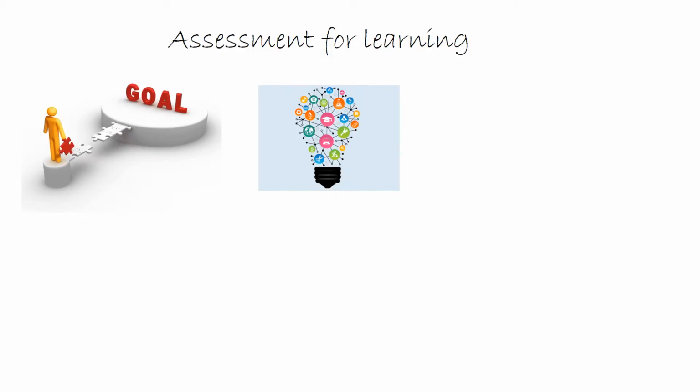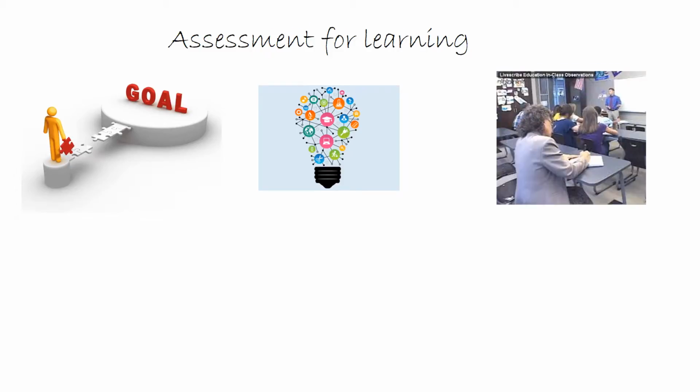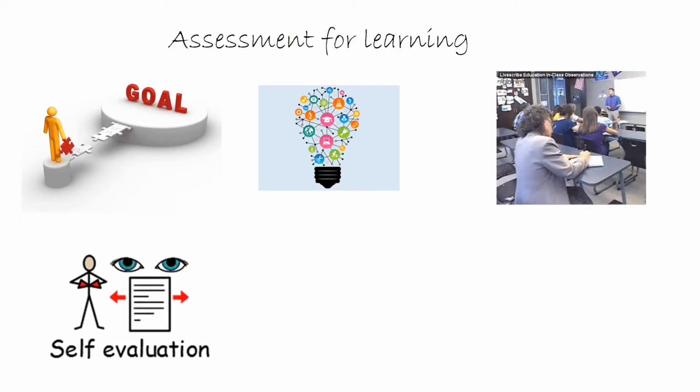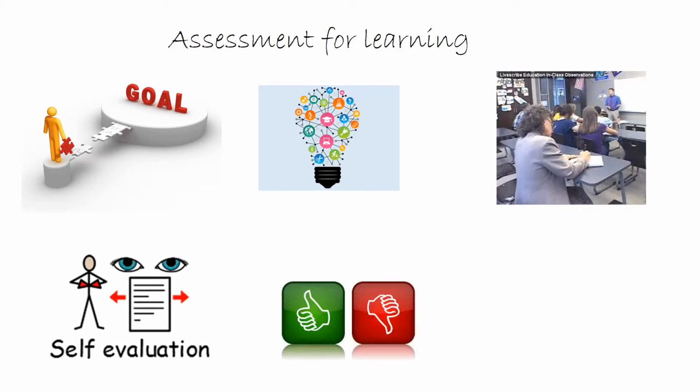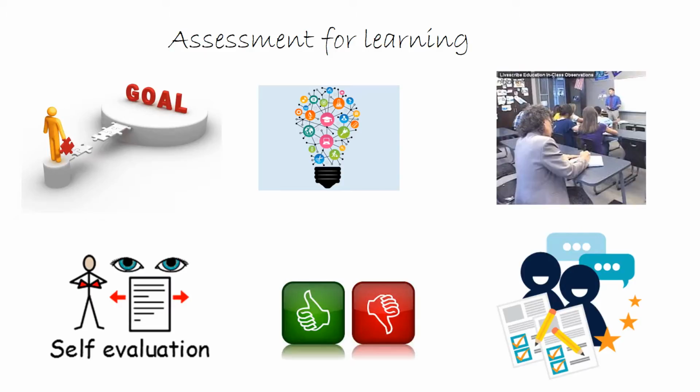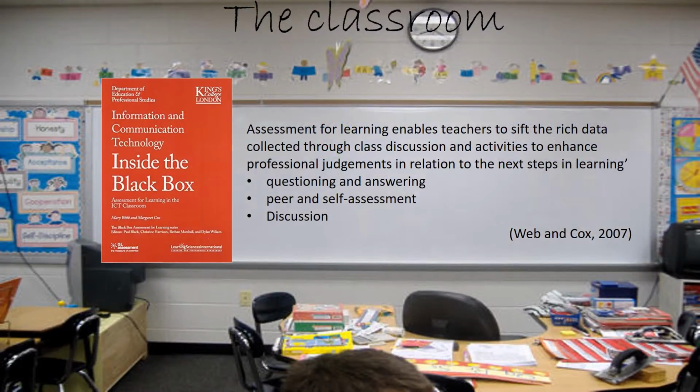So, how can we effectively use assessment for learning to enhance teaching, understanding and subsequent pupil progress? There are various methods of formative assessment that we can use to inform future planning, from observations to self-assessment to feedback and peer evaluation. Webb and Cox suggested that teachers use the social environment of the classroom to enhance assessment for learning, whereby assessment takes place through interaction with others.